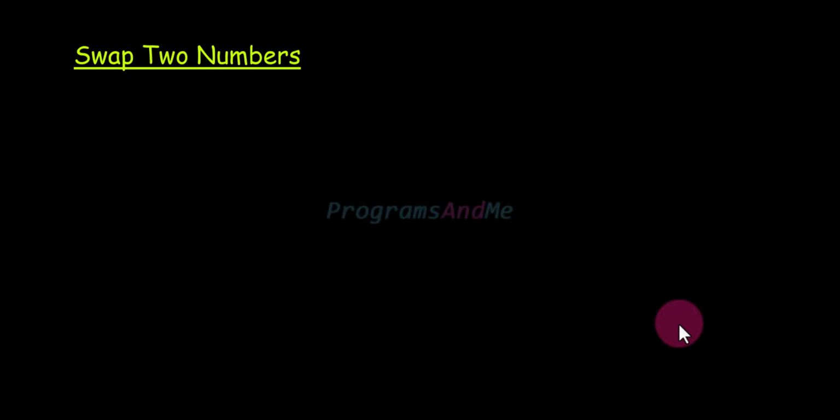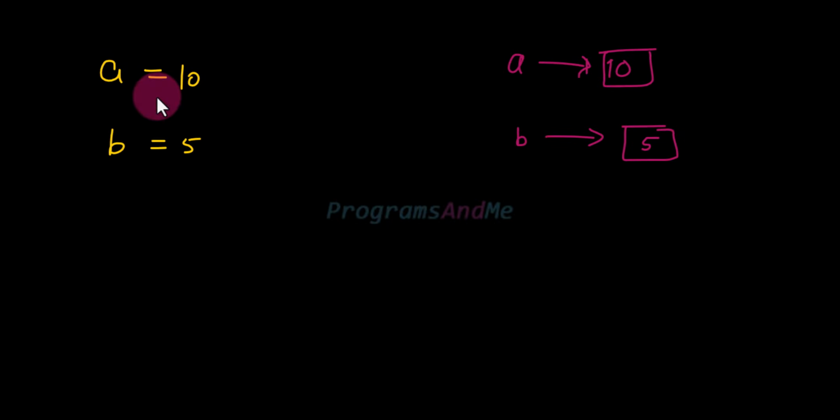Today in this tutorial we'll see how to swap two numbers using variable concept. So here we'll create two variables first. Just for example, a equal to 10 and b equal to 5. Now we want to exchange these numbers. I want a as 5 and b as 10.